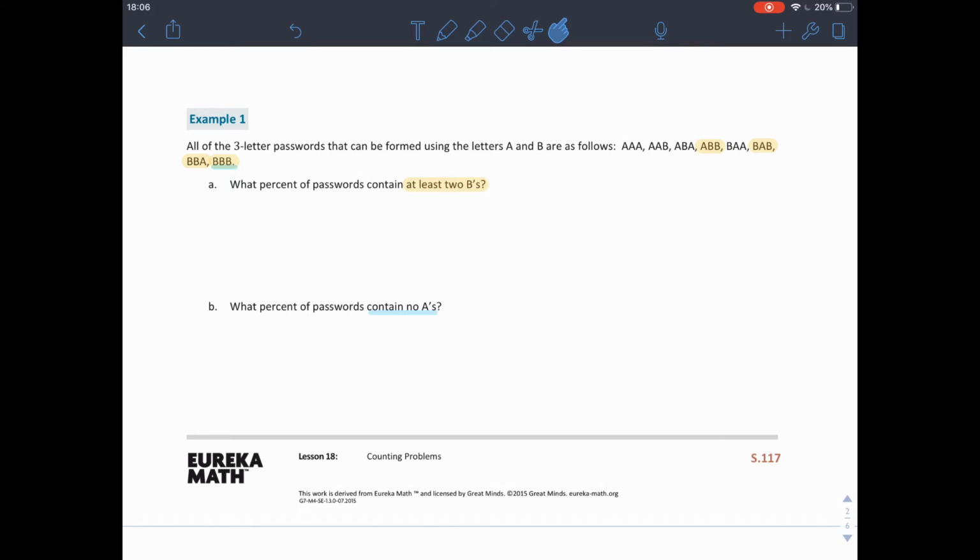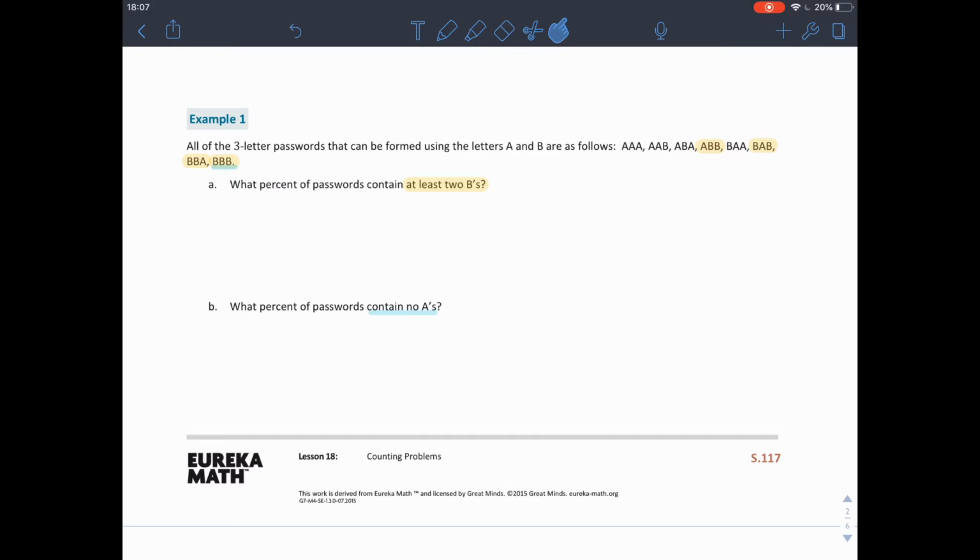All of the three-letter passwords that can be formed using the letters A and B are as follows. What percent of passwords contain at least 2 B's? This problem is considered a counting problem because what's basically happening is we're going to have to go through and count what part of these possible solutions are going to be containing at least 2 B's.